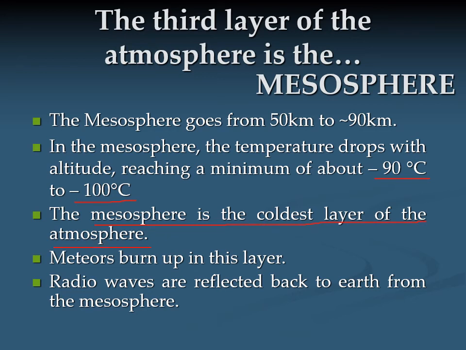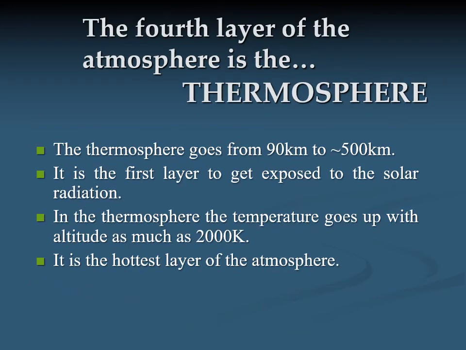The fourth layer of the atmosphere is known as the thermosphere. Basically, it is a combination of two atmospheric gas layers. One is the ionosphere and the other is the exosphere. So together, the ionosphere and exosphere are known as the thermosphere. The thermosphere ranges in altitude from 90 kilometers, that is above the mesosphere, up to around 500 kilometers.